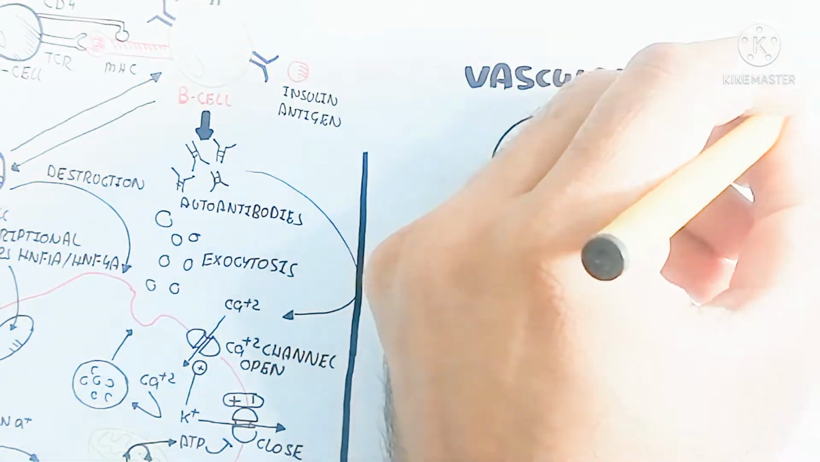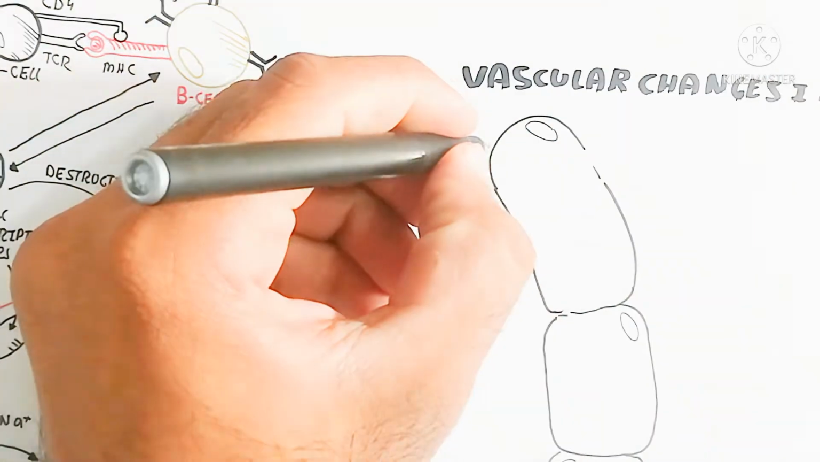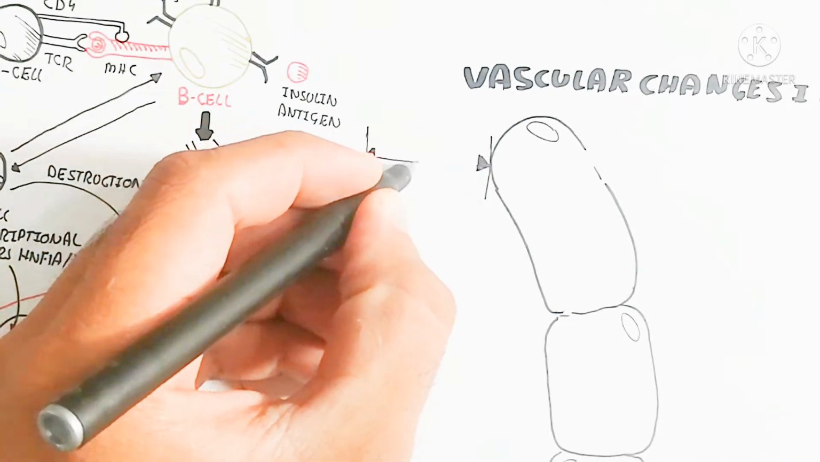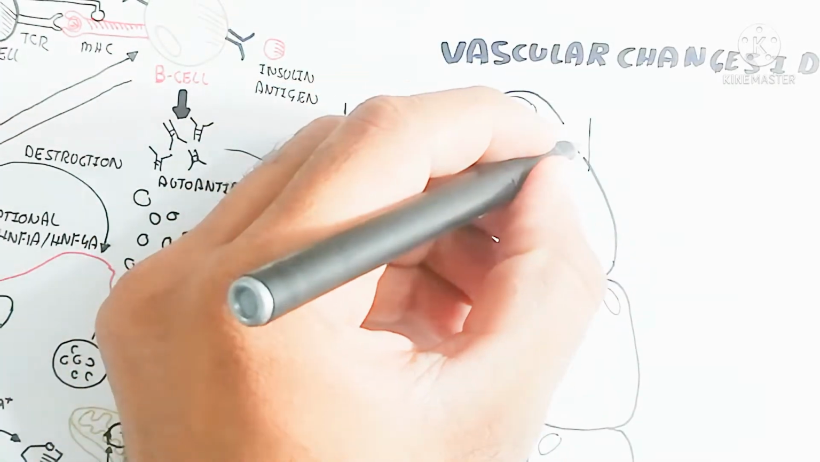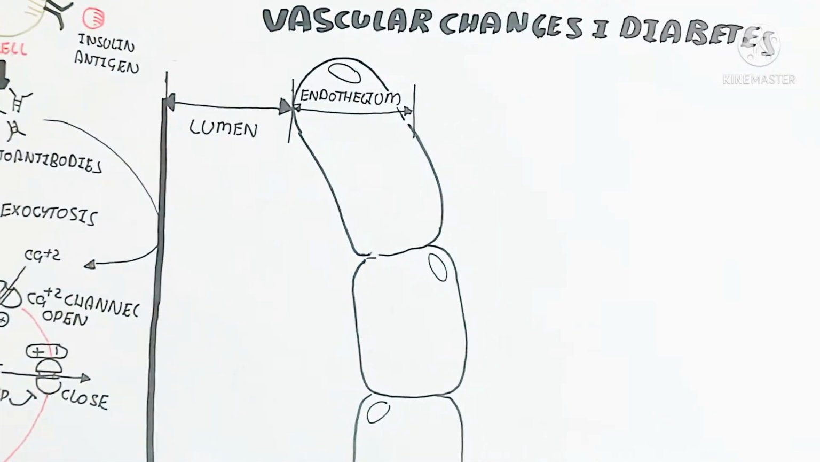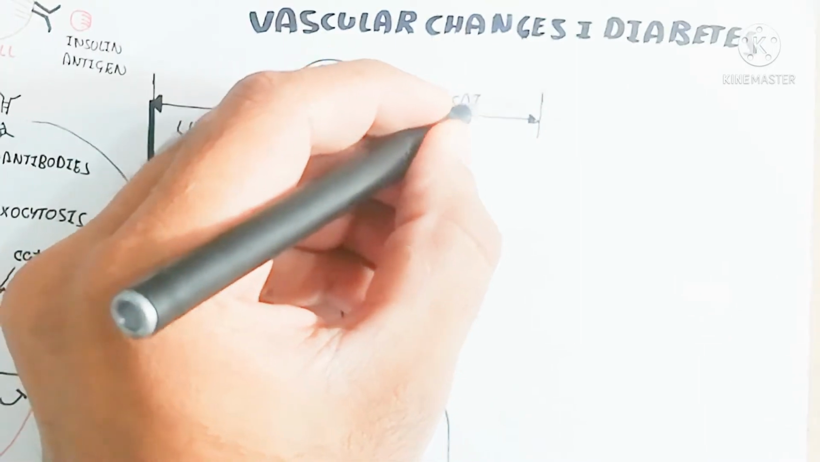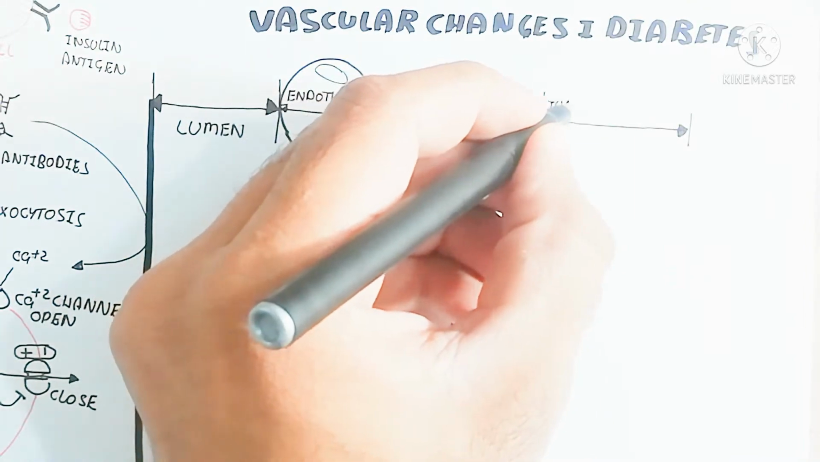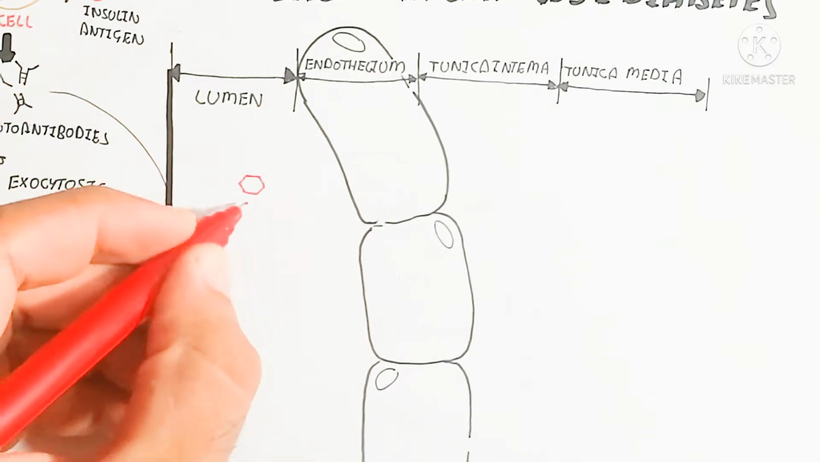So here are the vascular changes in diabetes that we will discuss. The vascular changes mean arteriosclerosis or atherosclerosis will occur. Here is the blood vessel, which contains the lumen, and here is the endothelium, and inside is the tunica intima. The tunica media is the inner smooth muscle layer, and this smooth muscle layer is used for the contraction of the artery and vein for blood pressure regulation. So I hope that makes sense.